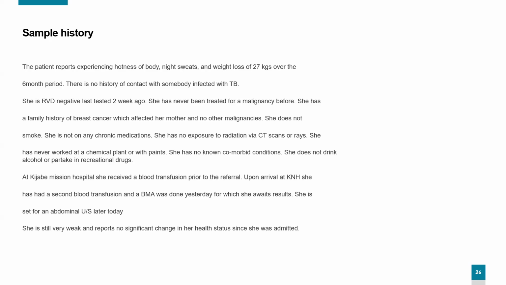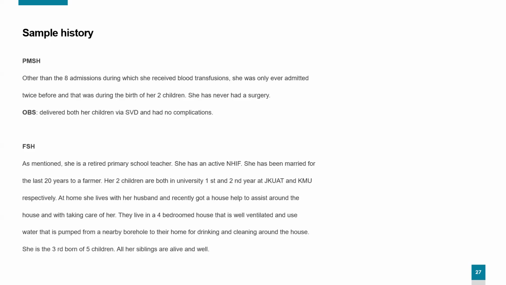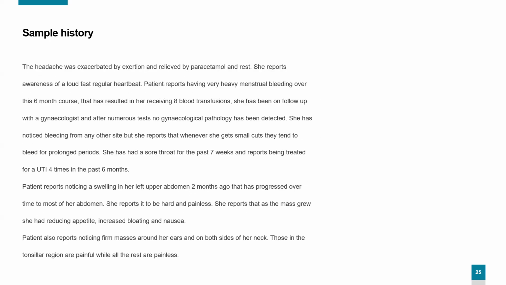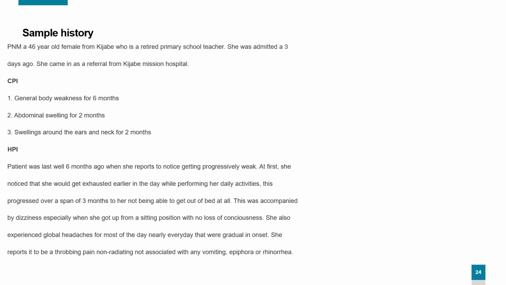She's still very weak and reports no significant change in her health status since admission. So I won't go over these other things because they're not very relevant to our case today. So that's the sample history of how a hematological history is supposed to look. And in this patient, you can see not all, but many of these things that you talked about.